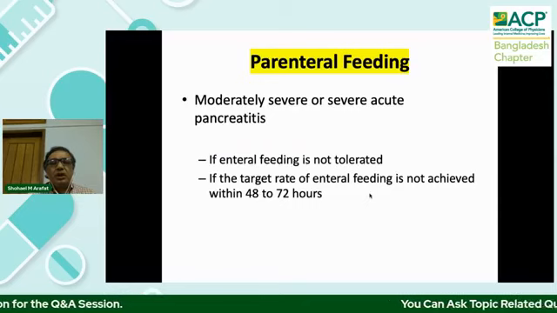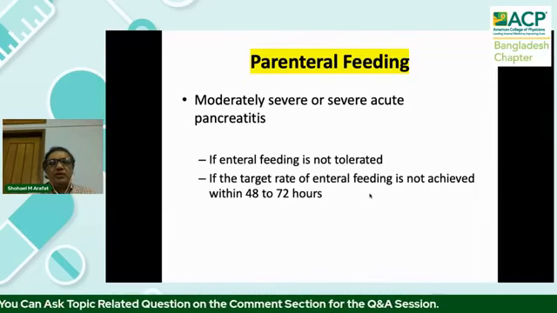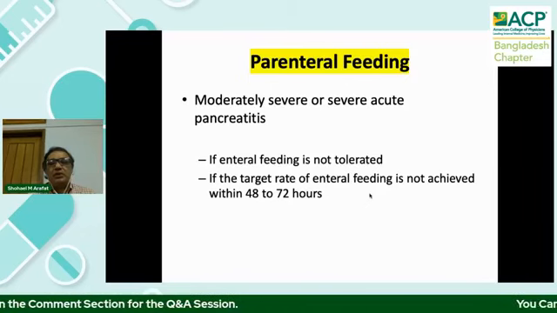So if we start our enteral feeding and we cannot provide a sufficient amount of nutrition through enteral feeding, we have to think of parenteral feeding as an adjunct to enteral feeding.